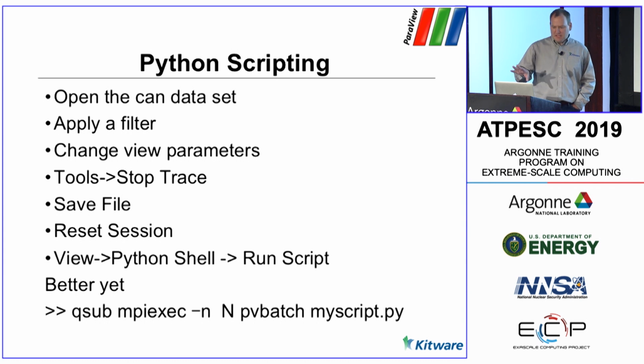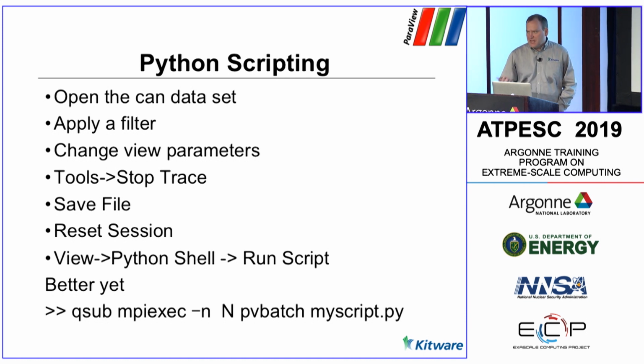But the saving trace is quite useful for learning about the scripting API. Okay. So after you've saved your Python script, reset ParaView, and again go to the View menu and choose Python shell.